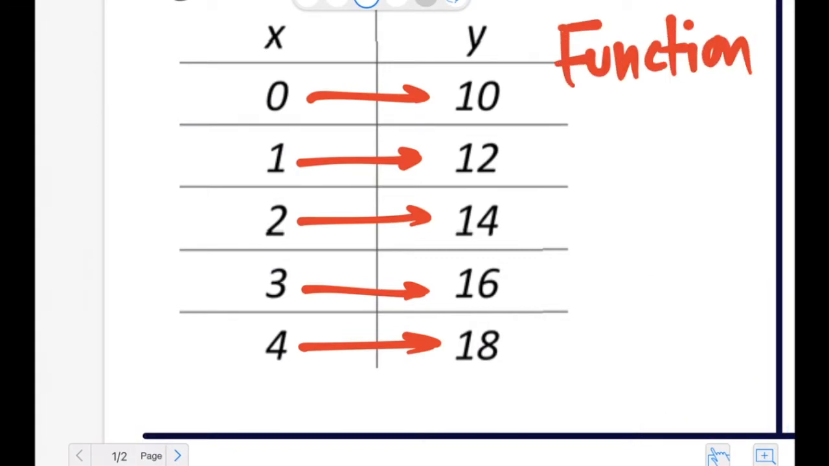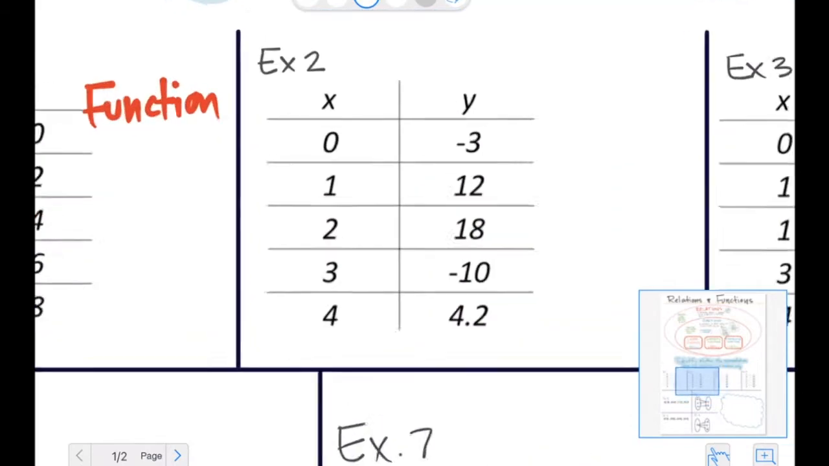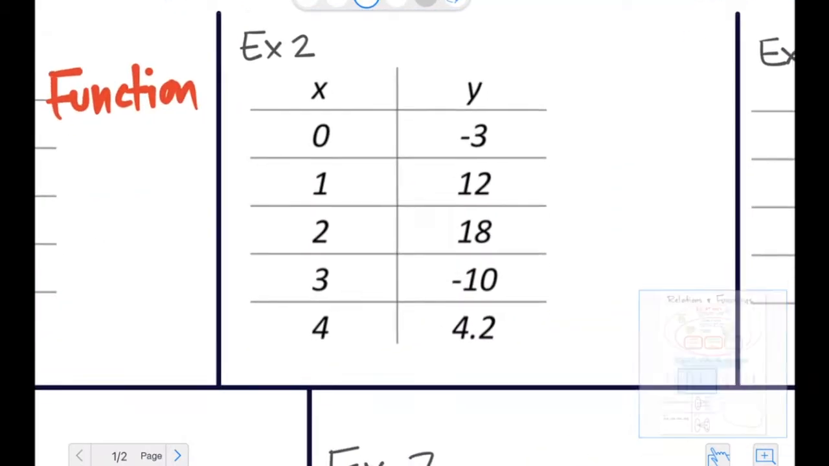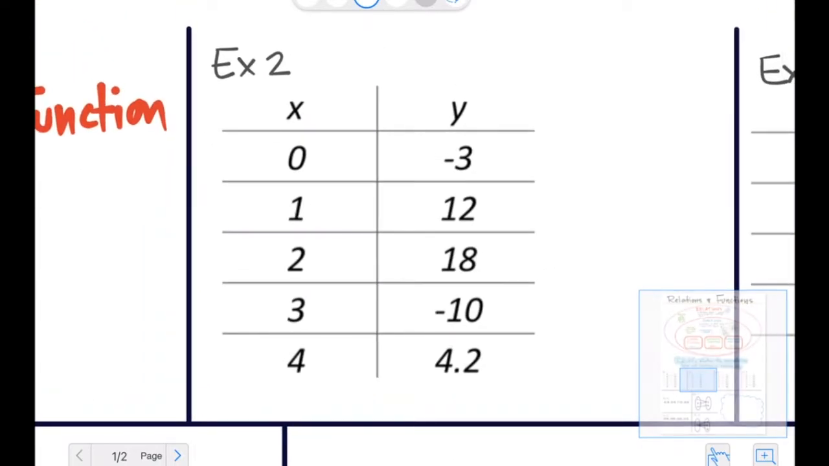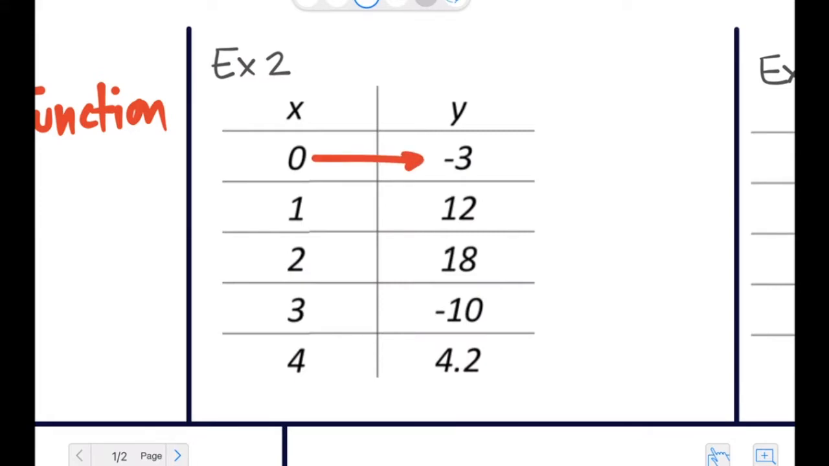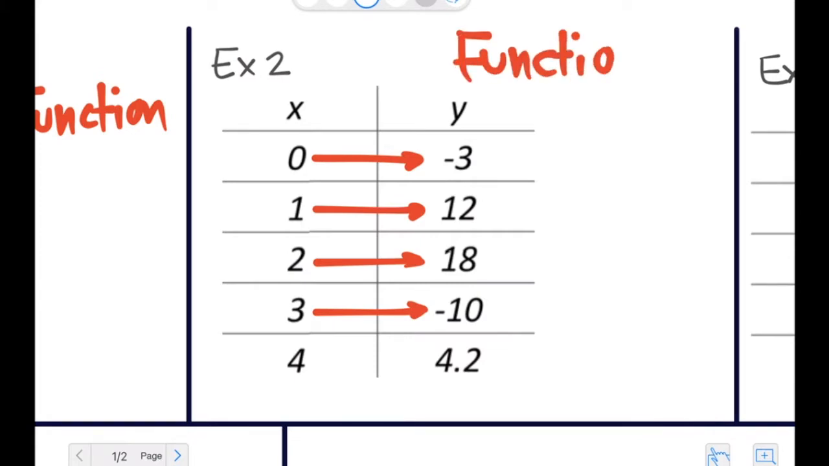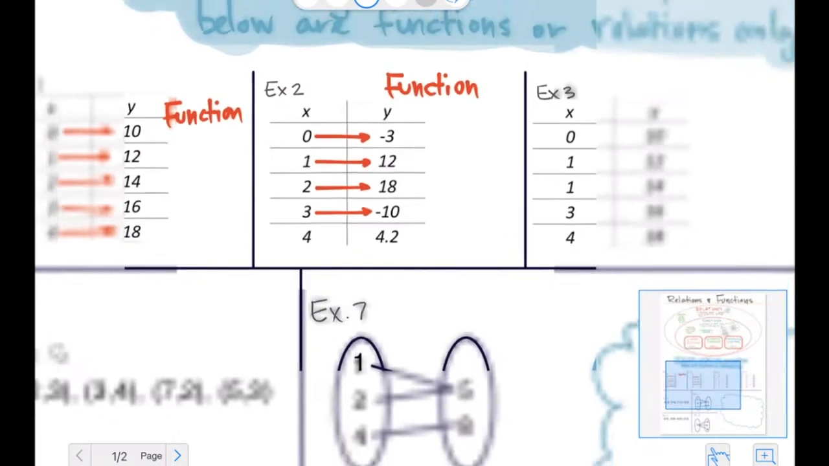All right, let's go on to the next one. Now, that first table was nice and neat, and all of those y values increased by 2 every time. For example 2, notice these are all crazy. They're jumping around. There's no pattern. Everything's really messy. But notice if you push a 0, you're only going to get a negative 3. 1 will only give you 12. 2 will only give you 18, and so on. So even though there's no pattern, this is still a relation that we can call functional, or it's a relation that is also a function.